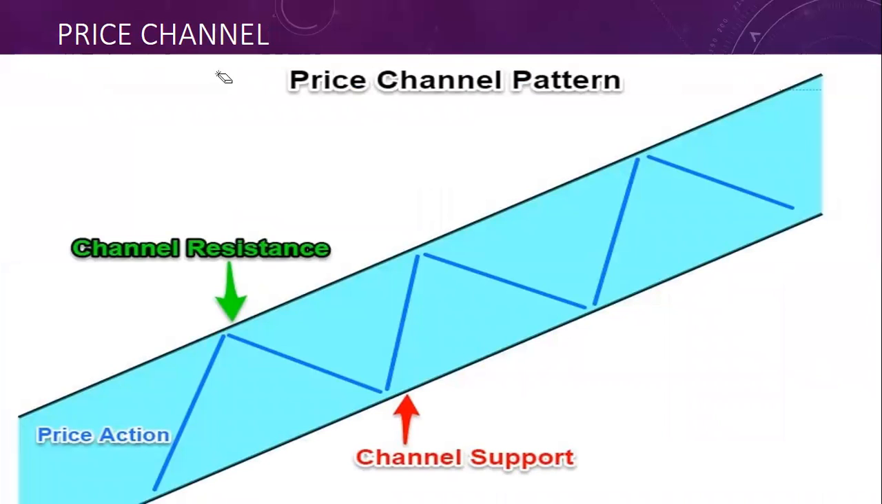The third pattern is the price channel. The price channel. As you see, it's very easy. A lot of candles give me a price channel pattern. If I make an uptrend line here and a downtrend line, it gives me a channel. And I trade on the price channel the same way.